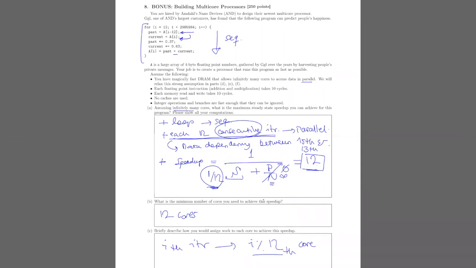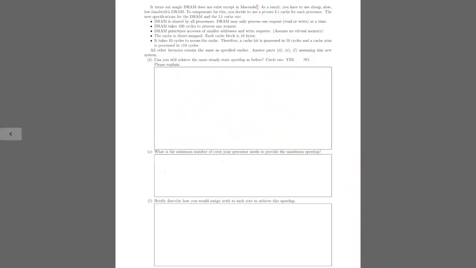Let's go to the next. Okay, let's start here. So it turns out magic DRAM does not exist except in Macondo. As a result, you have to use cheap, slow, low bandwidth DRAM. To compensate for this, you decide to use a private L1 cache for each processor. So here, private L1 cache.